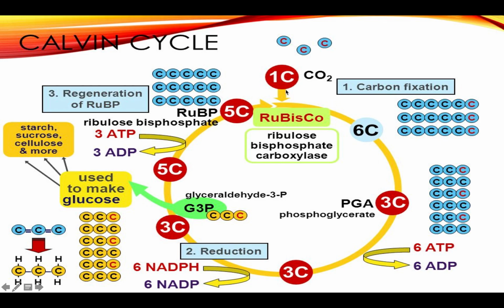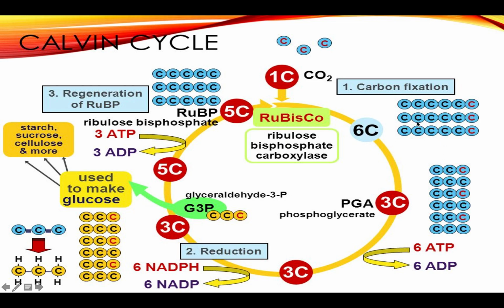We're going to start here at this 1C. Rubisco is at the end of 5C. We're going to start with 1C and move this way and go in a circle. So carbon fixation happens first. When these two compounds combine, it becomes extremely unstable. The compound then splits to form a 3-carbon compound called phosphoglycerate.